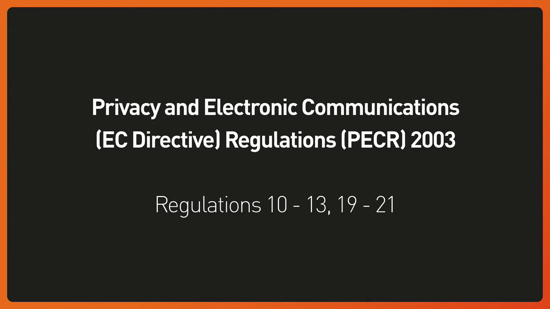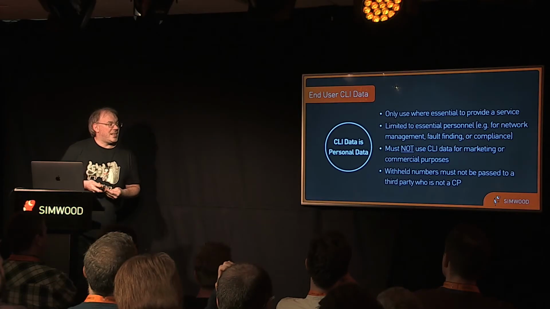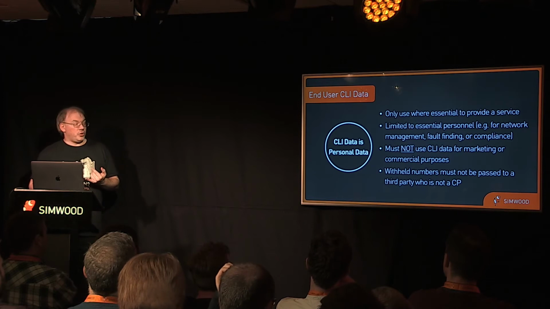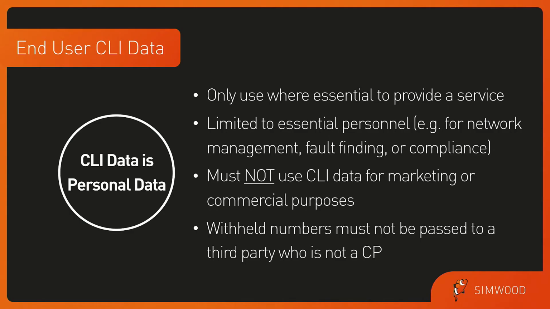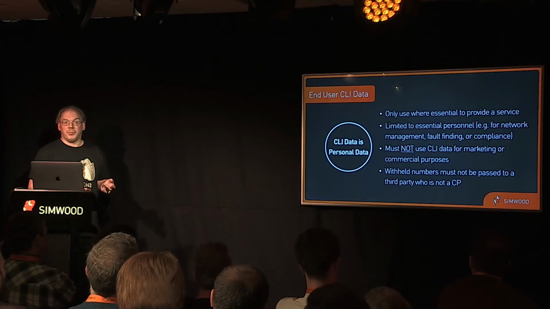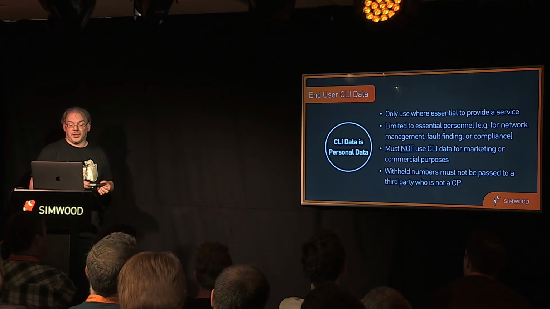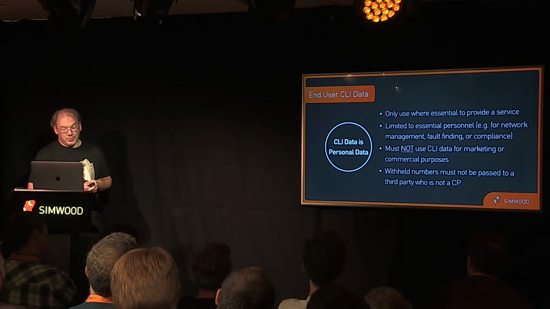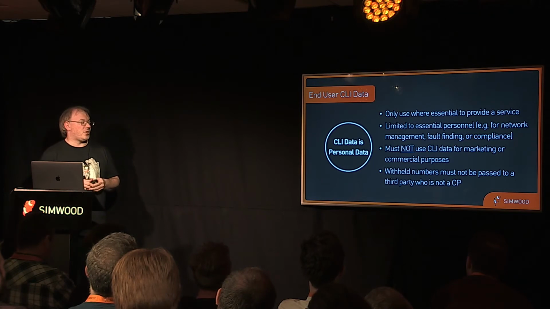There's another consideration around end user CLI data, which is simply that CLI data is personal data as far as GDPR is concerned. So it should only be used where it's essential to provide a service. It should be limited to essential personnel, e.g. network management, fault finding, or for compliance reasons. Every man and their dog shouldn't be able to see CDRs of your customers, for instance. You cannot use it for marketing or any other commercial purposes. And obviously, withheld numbers must not be passed to a third party that is not a CP.